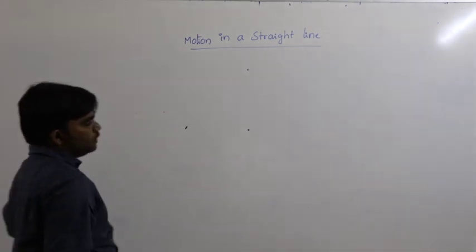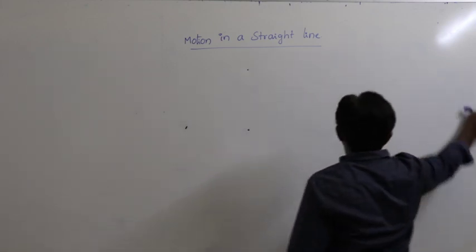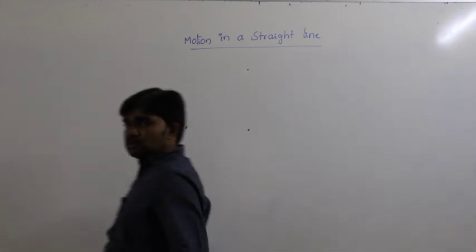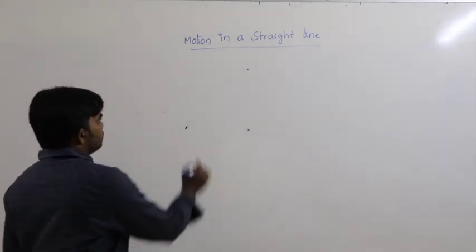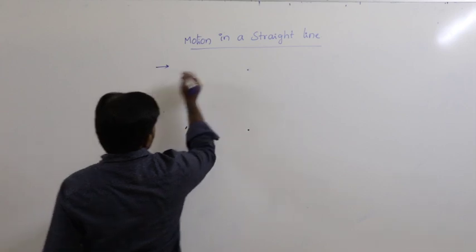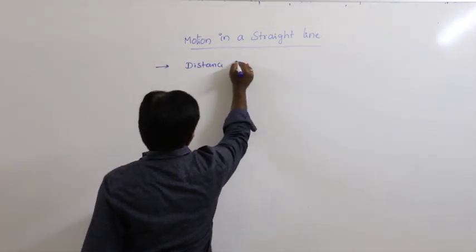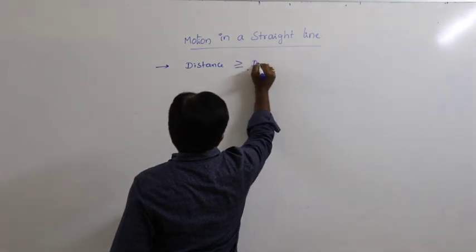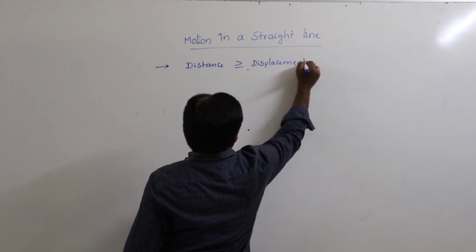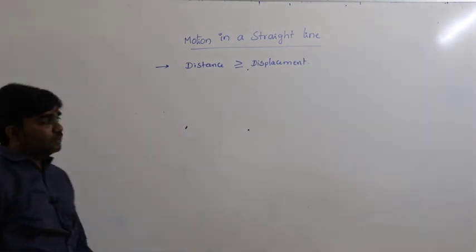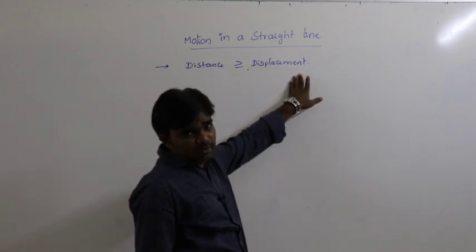So this is about the distance and the displacement and some examples based on that. Some points you have to remember based on distance and displacement. The first point is that distance is always greater than or equal to displacement. This is the first point we must remember. Distance must be greater than or equal to displacement.